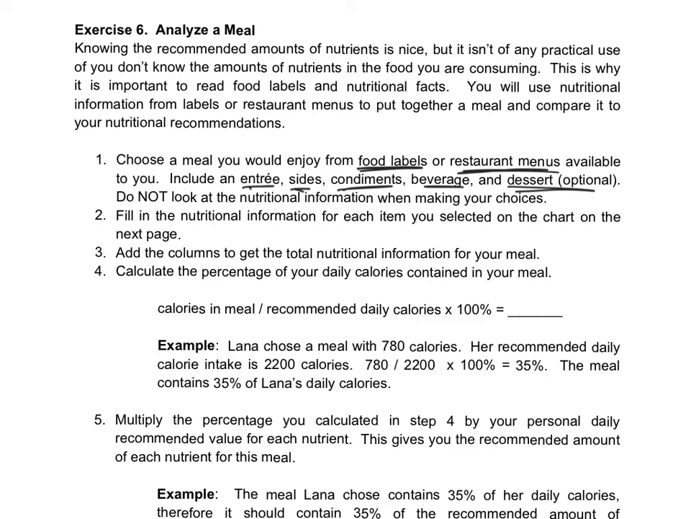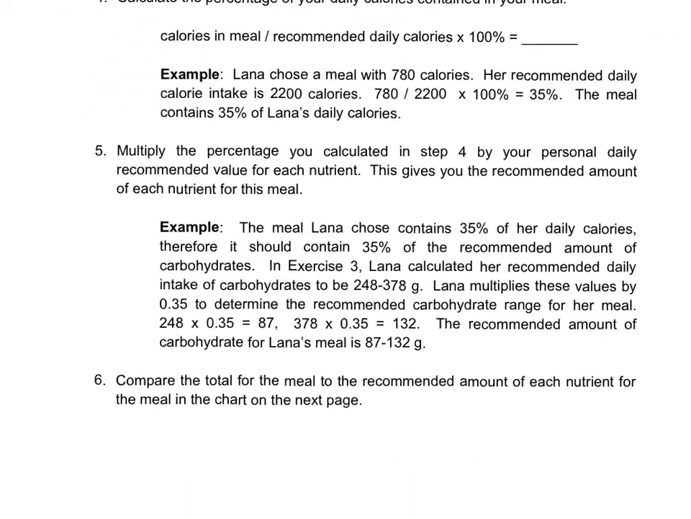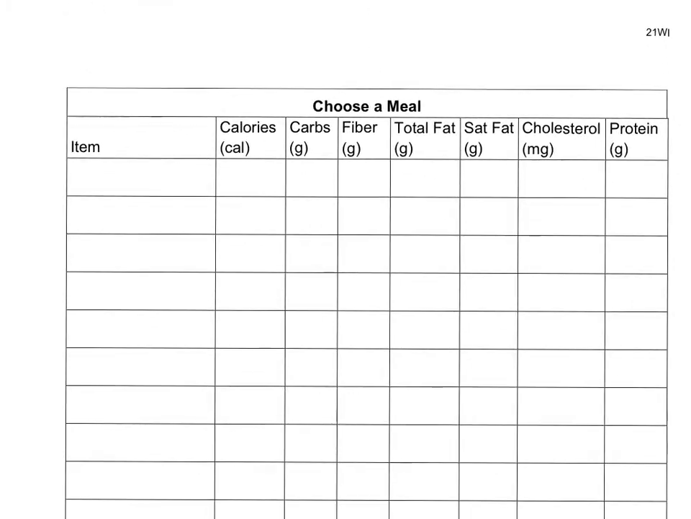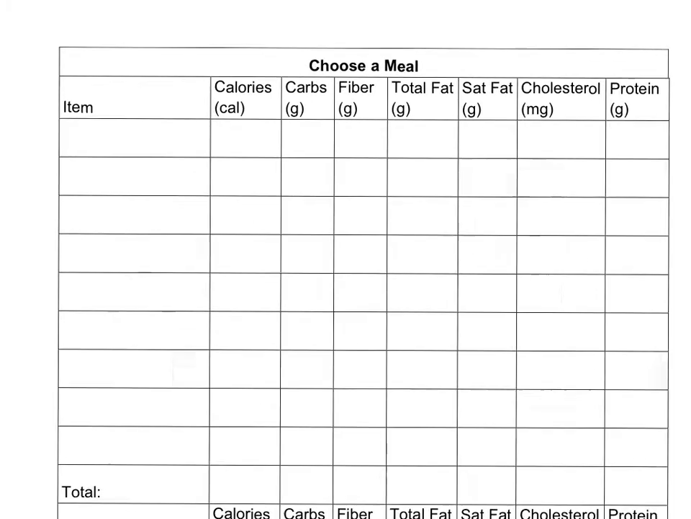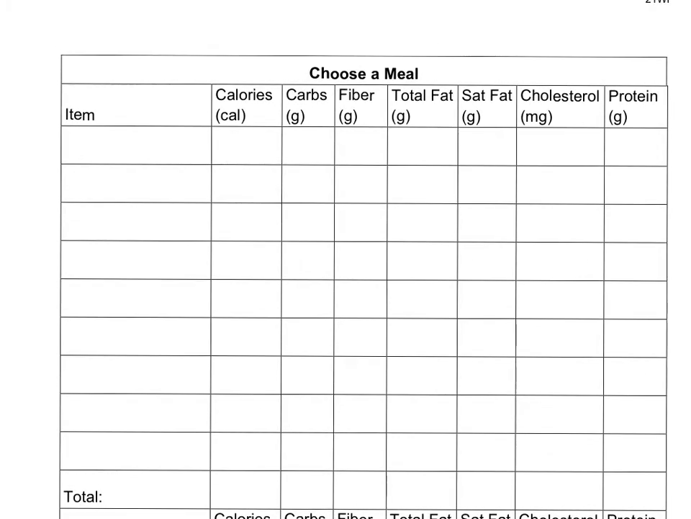Then you're going to fill in the nutritional information here for each item that you selected on the page. So we're going to skip down to the page, and I'm going to fill in my lunch today. I had some brown rice that I steamed. I actually use an app called Chronometer. It's widely used in the nutrition world because it's very, very accurate. People have been working on it for years and years.